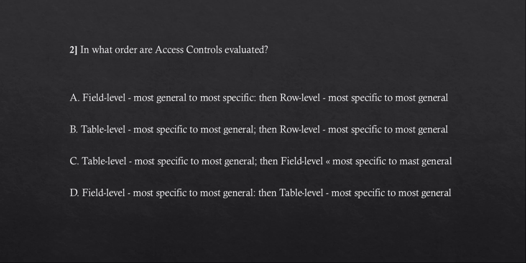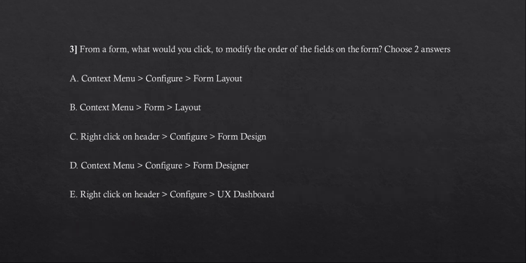C. Table level, most specific to most general, then field level, most specific to most general. D. Field level, most specific to most general, then table level, most specific to most general. Answer, D. Next question.